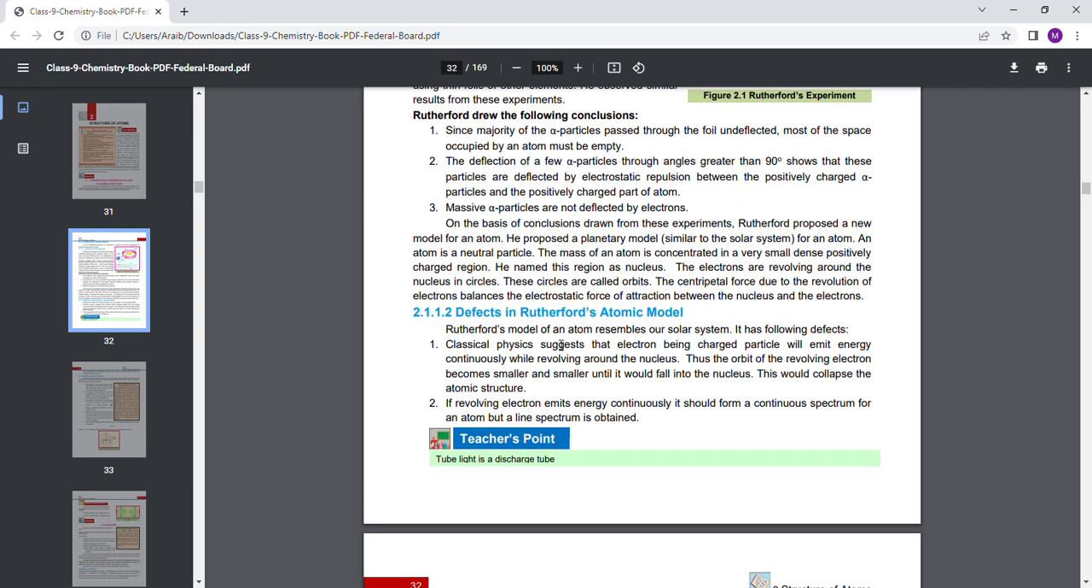The Rutherford model of an atom resembles our solar system. It has the following defects. Classical physics suggests that an electron, being a charged particle, will emit energy continuously while revolving around the nucleus. Thus, the orbit of the revolving electron becomes smaller and smaller until it would fall into the nucleus. This would collapse the atomic structure. If a revolving electron emits energy continuously, it should form a continuous spectrum for an atom, but a line spectrum is obtained.